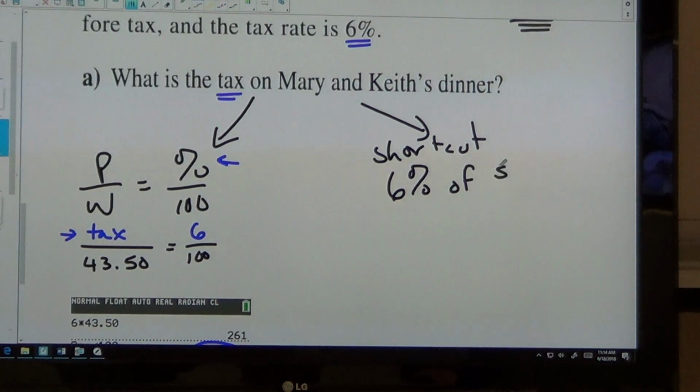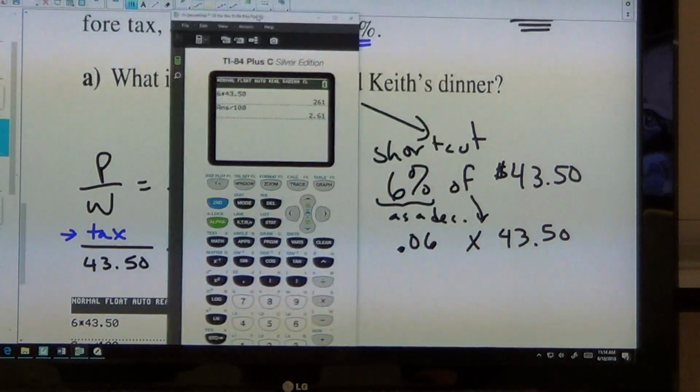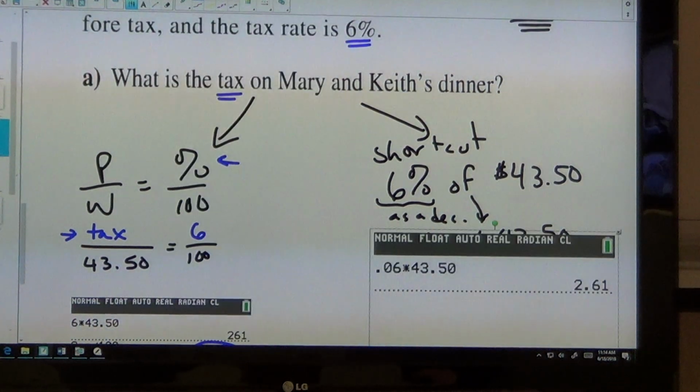Now, the shortcut method, and some of y'all use this, is to say 6% of $43.50. Well, y'all, what is 6% as a decimal? 0.06. And what does the word "of" mean in math? Multiply. So I have some people that will do it as the shortcut method. They'll change 6% to 0.06 and multiply it. So that will give them 0.06 times 43.50. It's still going to give them the $2.61.